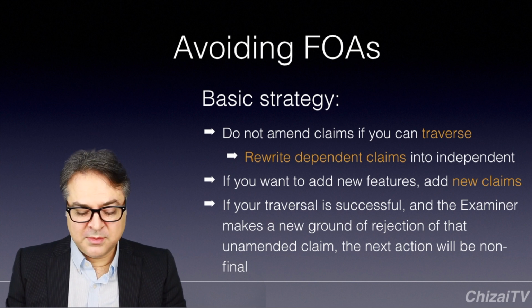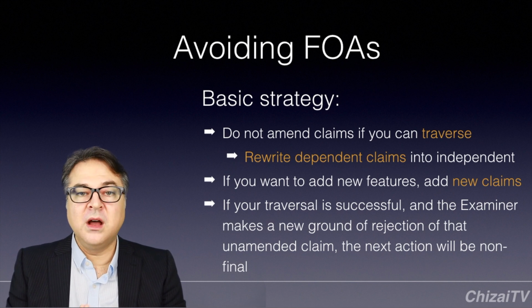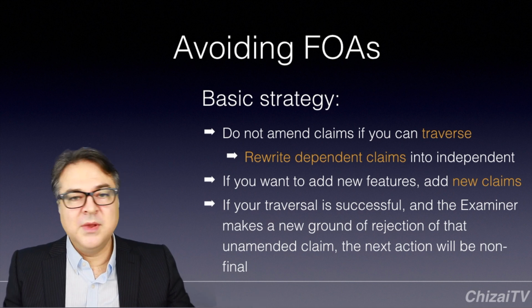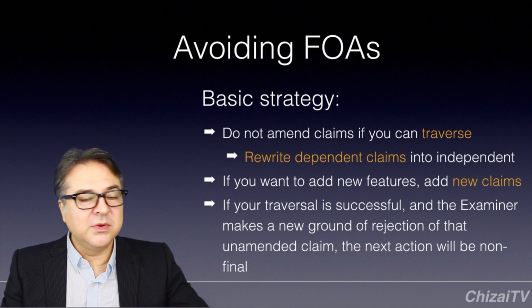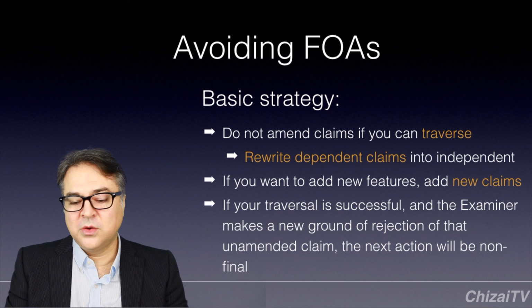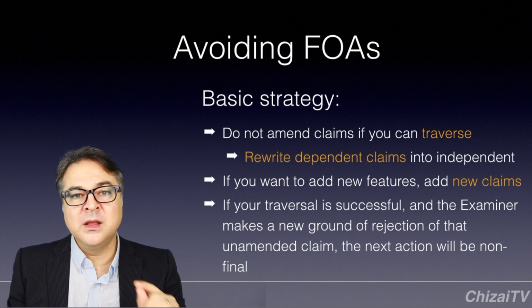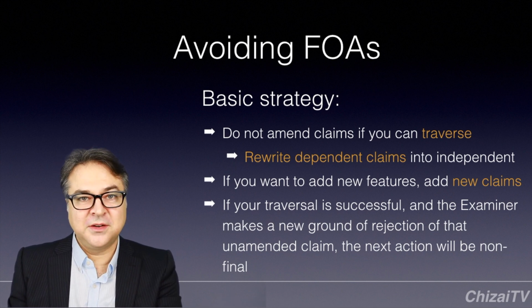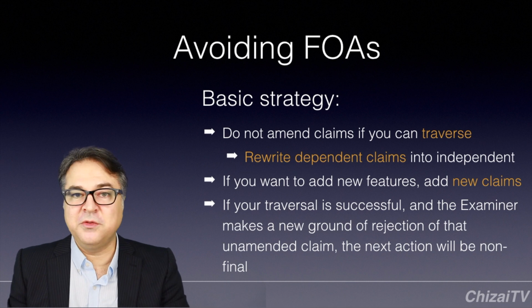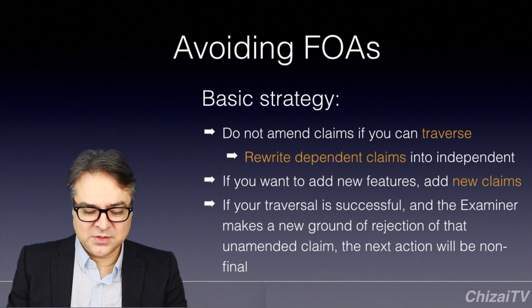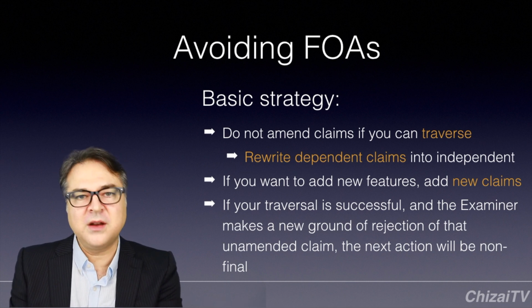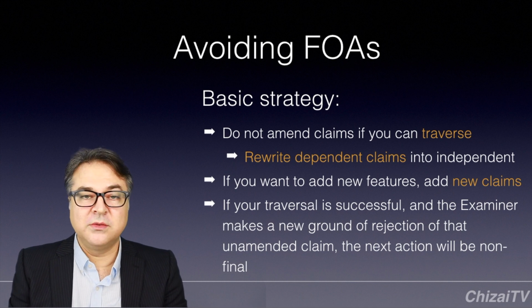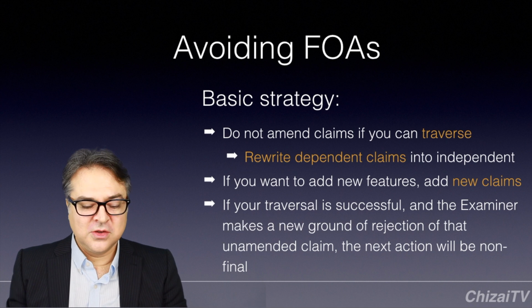If the examiner makes a new ground of rejection of that unamended claim, if you amend other claims and they reject those, that's fine. That's totally fine. But if you have one unamended claim and that's rejected on a new grounds, the next action cannot be final. Just one claim, just one claim. What prevents the final office action is the new ground of rejection of that unamended or rewritten claim.